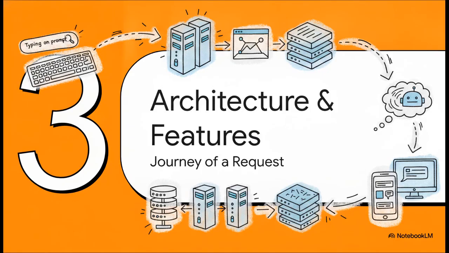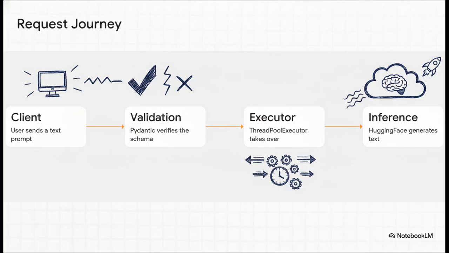Okay, moving on to the architecture, I want to show you the actual journey of a single request. Let's trace the exact path the data takes. Step 1. A user sends a request over the web, say asking the AI to write a quick poem. Step 2. FastAPI intercepts that request and immediately hands it off to Pydantic to make sure the data is actually valid. If it's messed up, it gets rejected right on the spot. No wasted time.